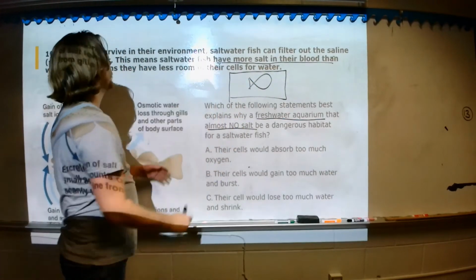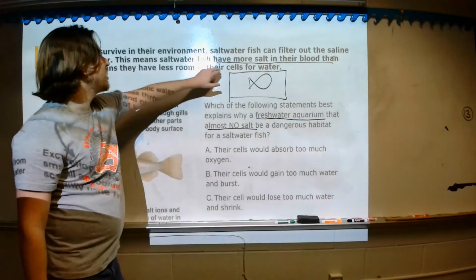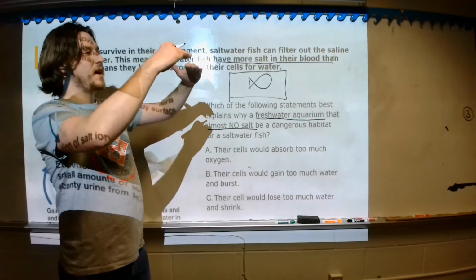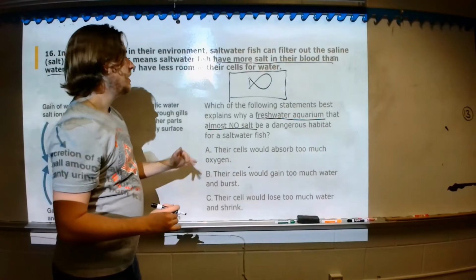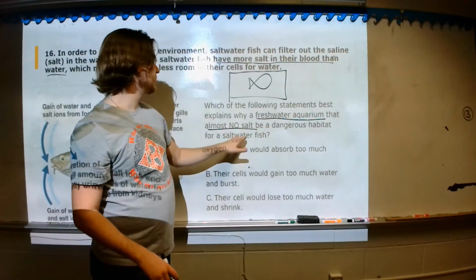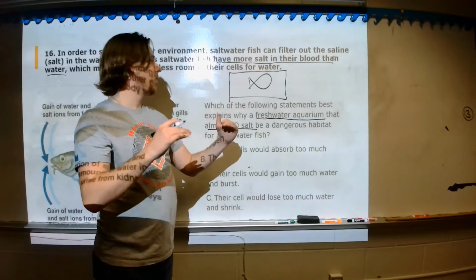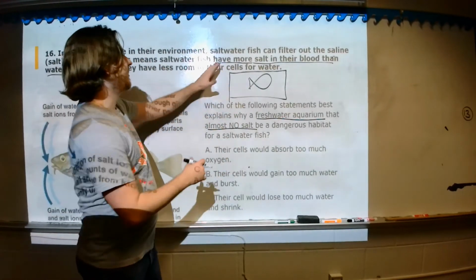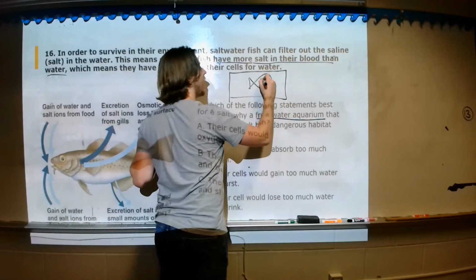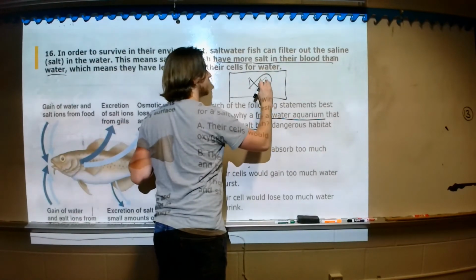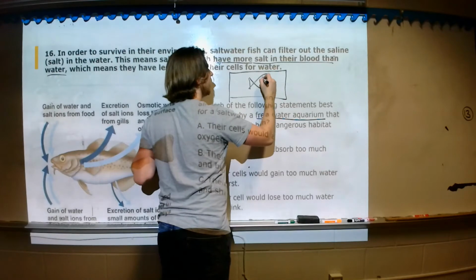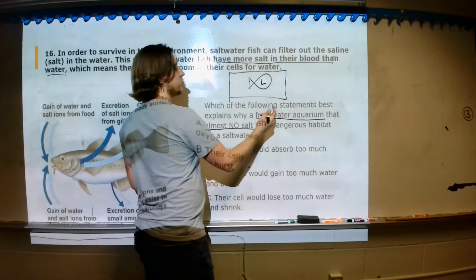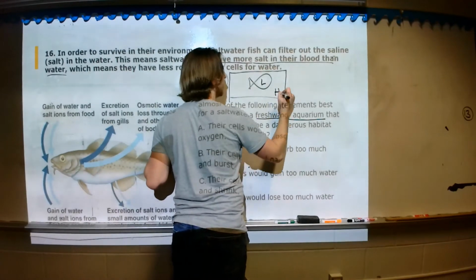So I'm going to go up here to what I underlined. This says the fish has more salt in their blood. So in terms of water, if there's more salt, that means there's going to be less water. In comparison, the aquarium has almost no salt, so less salt means more water. Breaking that down, if the fish has more salt, they have low amounts of water, whereas in the aquarium, if they have low salt, they have a high amount of water.